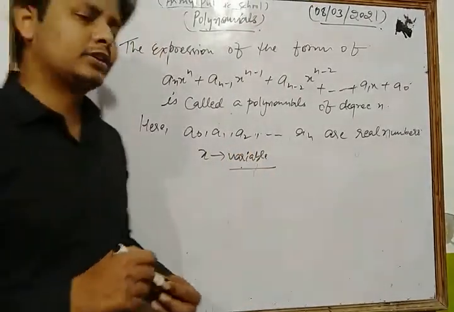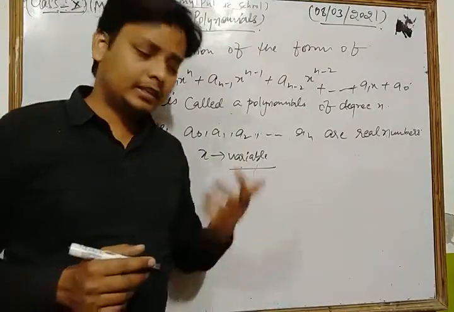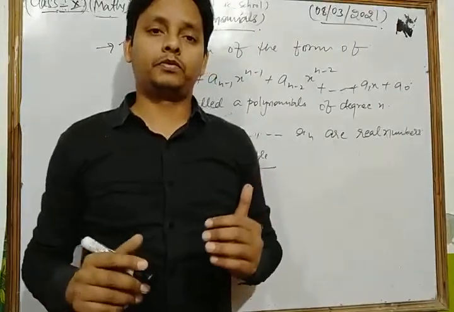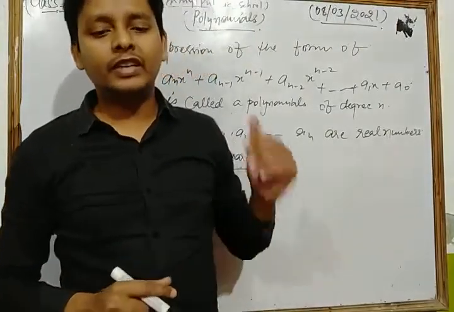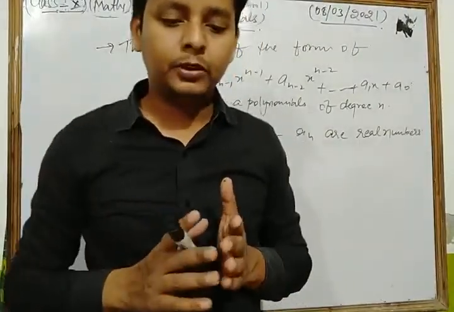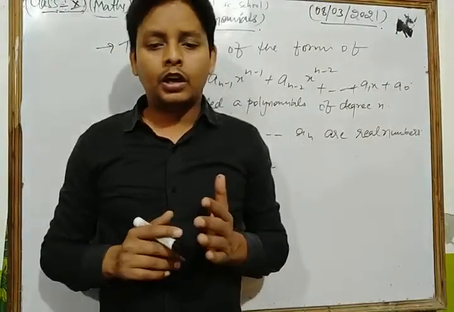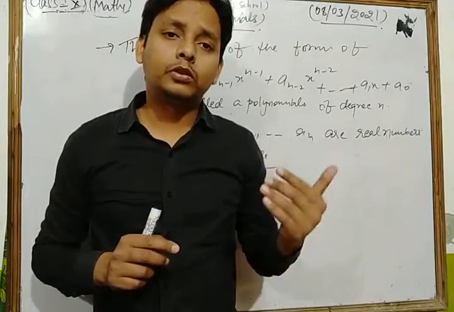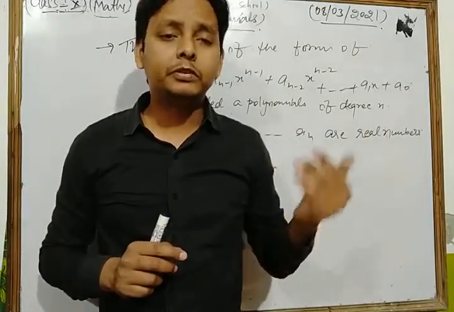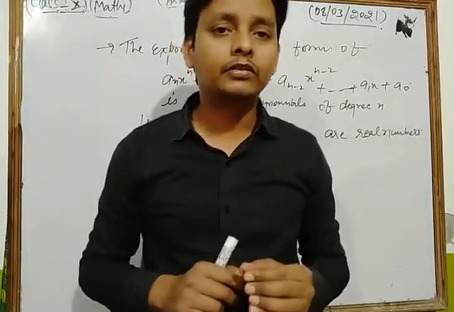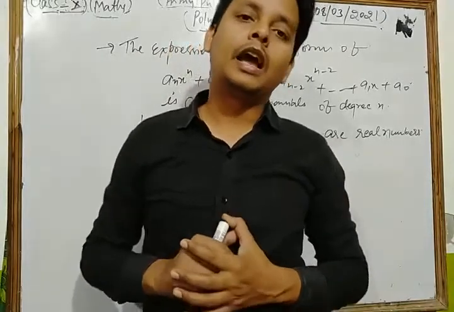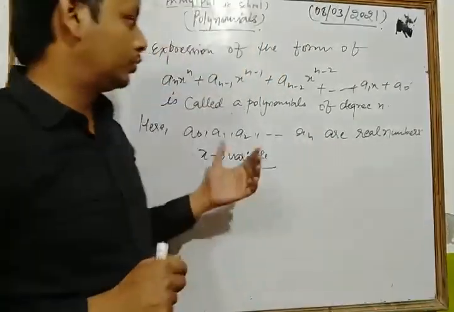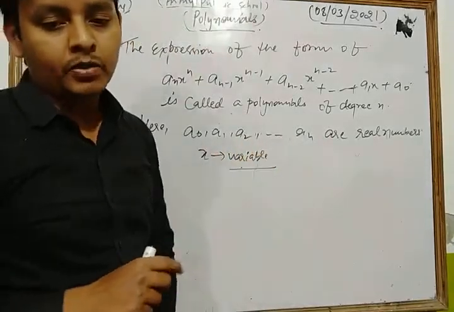So dear student, in this way we can say that a polynomial is a relationship between variables and constants having some algebraic operations like addition or subtraction. This is the concept of polynomial.